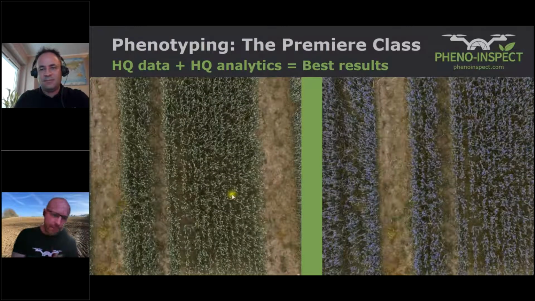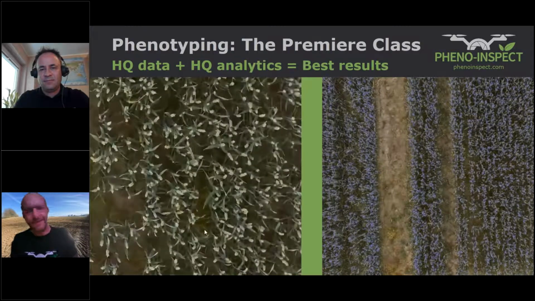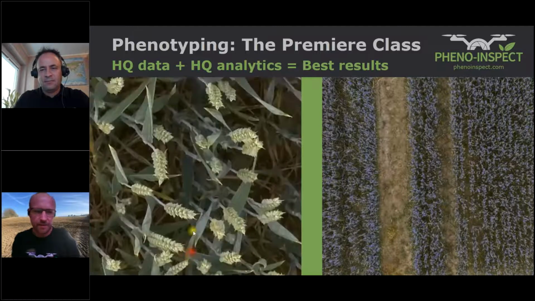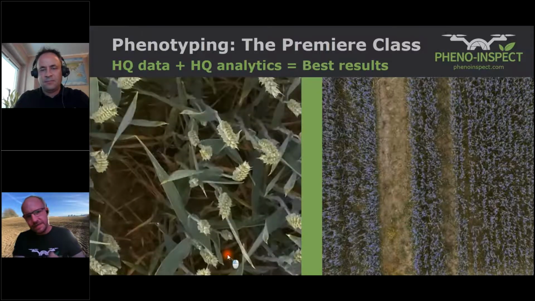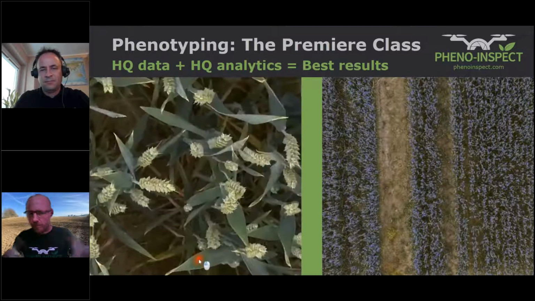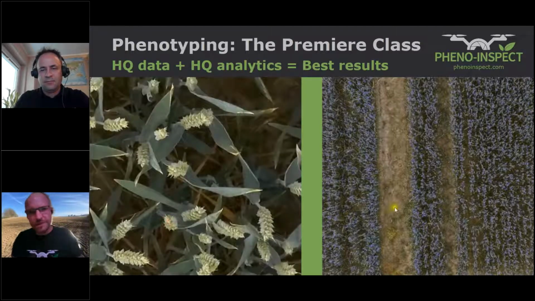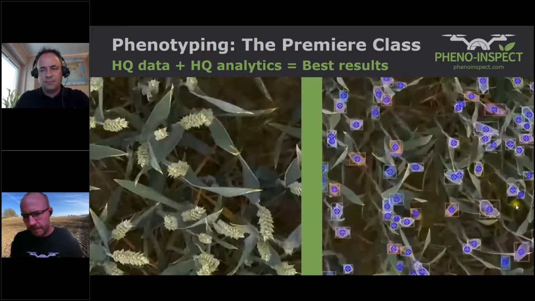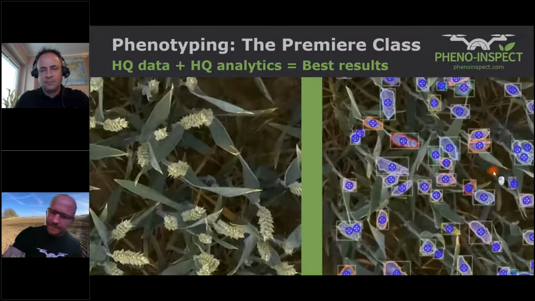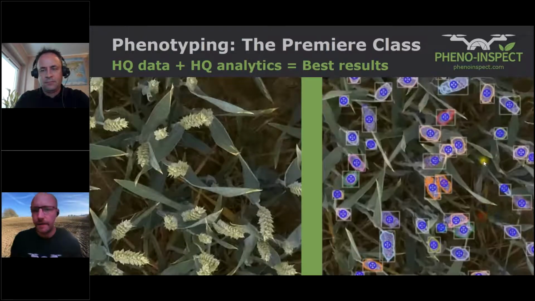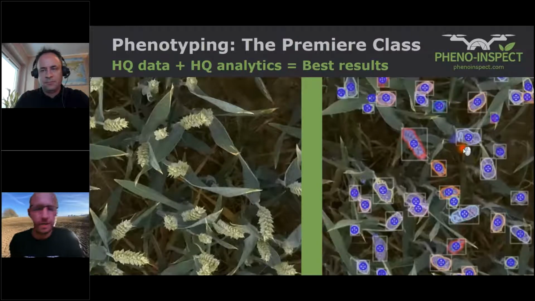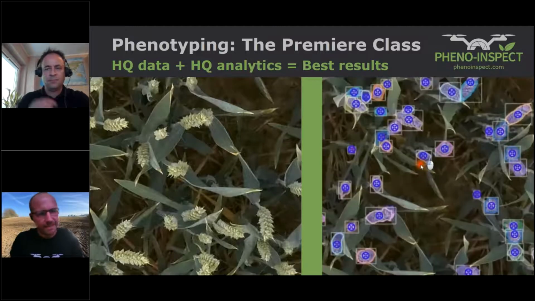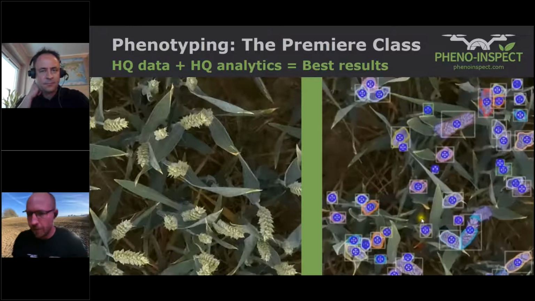Coming back to phenotyping, what I think is the premier class when it comes to high quality data and high quality analytics requirements. Here on the left side, you see an example measured with the Phase One, flying at roughly 21 meters, so with a millimeter or even a bit below ground resolution over your wheat field. On the right side, you see the classification result which is possible with this kind of quality. If you really want to make no compromise, you need high quality data and high quality analytics, and then you obtain the best results.